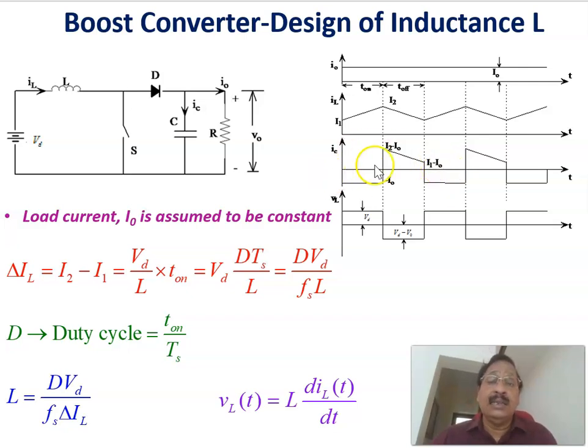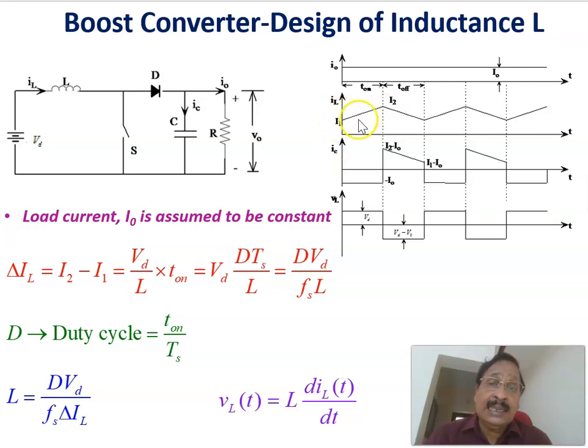Therefore, this is the capacitor current, and this is the voltage across the inductor. This is the load current, and this is the voltage across the inductor. Now coming to the basic equation of the change in inductor current, delta IL. Delta IL is equal to I2 minus I1. Therefore, the change in current is given by I2 minus I1, or delta IL equal to I2 minus I1.